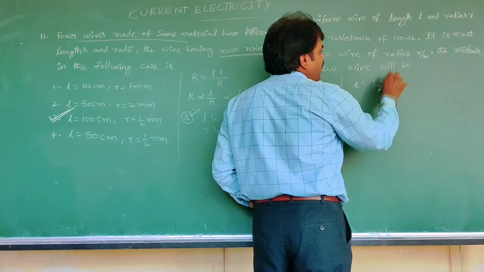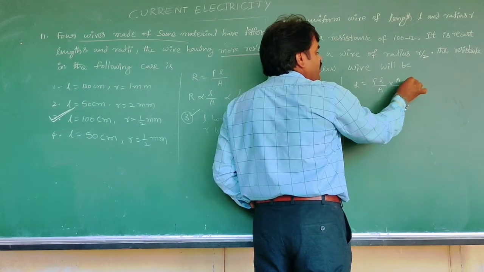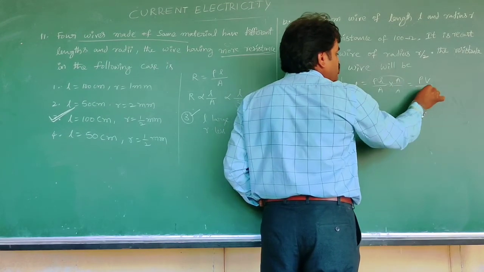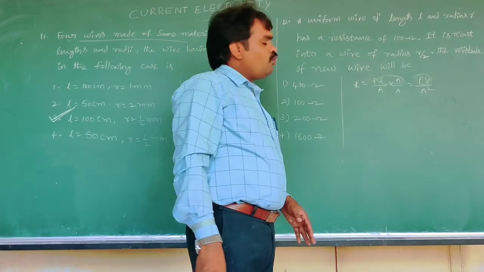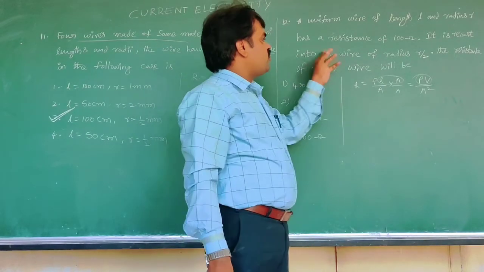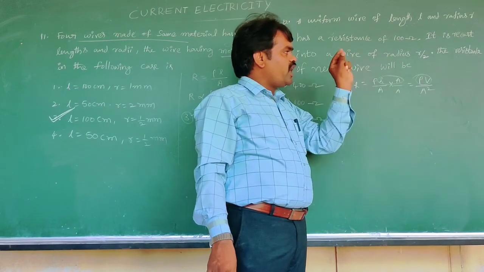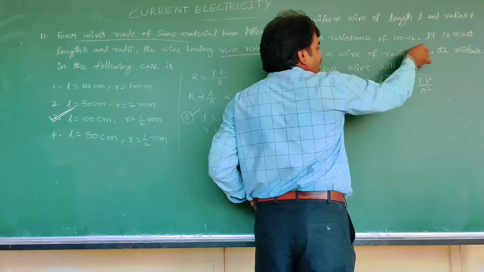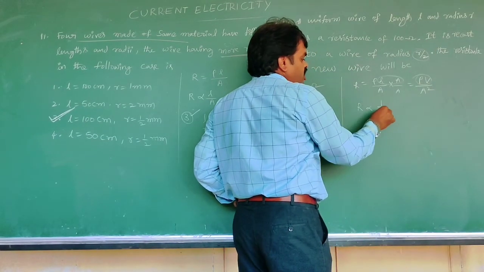Then we multiply and divide by A. That is R is equal to rho V by A square, volume by area square. Here resistivity and volume will be constant, because the wire is recast into a wire of different radius. The radius of the wire decreases. They are given in terms of the radius. That's why R is proportional to 1 by A square.